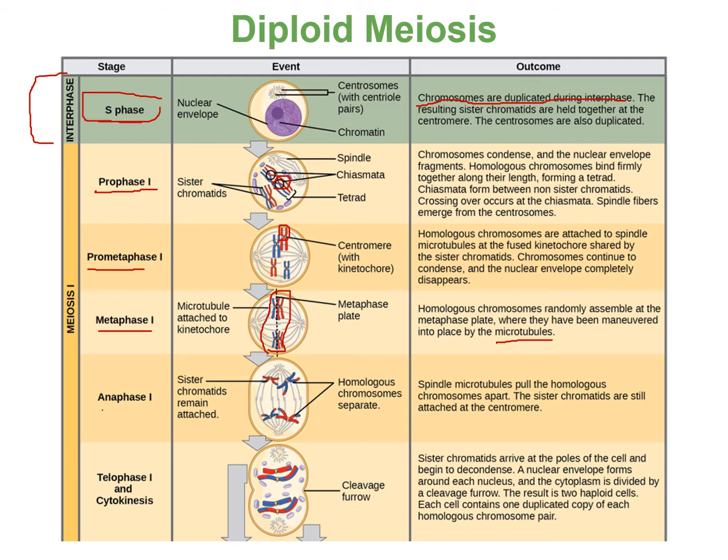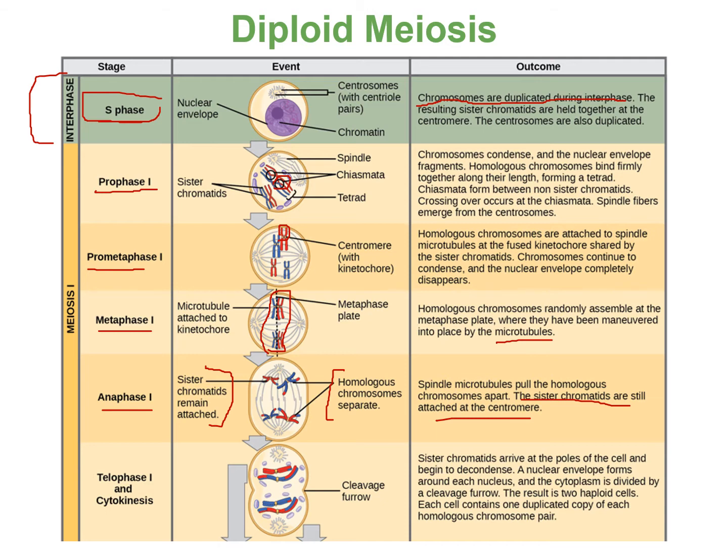And then we enter into anaphase 1. So anaphase is the beginning of the actual separation. The spindle microtubules pull the homologous chromosomes apart, but really important here, the sister chromatids are still attached at the centromere. So the homologous chromosomes separate, but the sister chromatids remain attached.